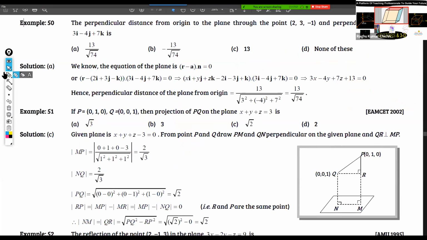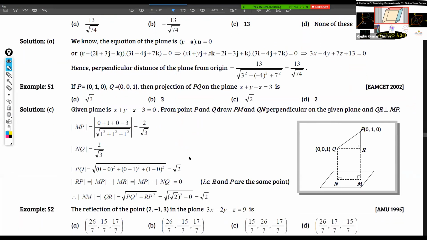Yes, root 2 is correct. But what he did, PMQ and perpendicular given, PQ are perpendicular. Mod MP he got. Mod MP means what? He got the perpendicular distance. Okay, he got this perpendicular distance. That's good. Mod NQ, he got the perpendicular distance here. Very good. And PQ means this is the distance. Okay.